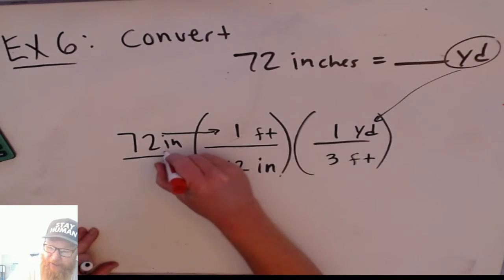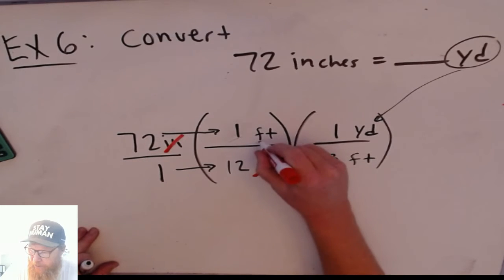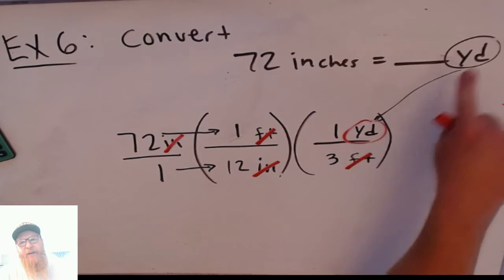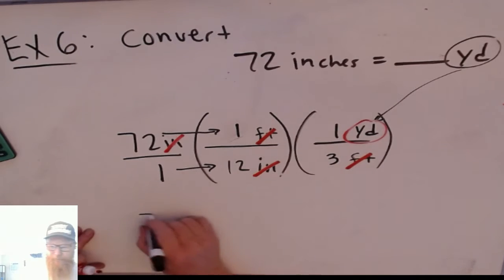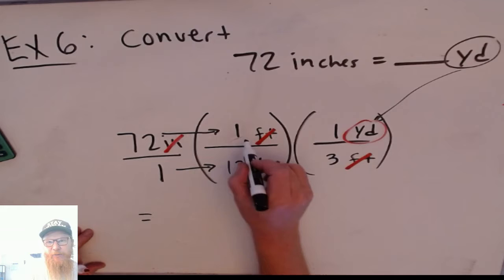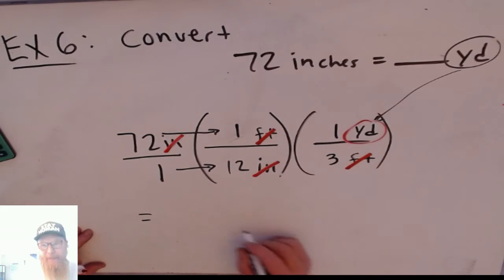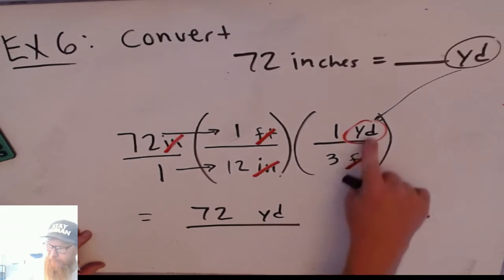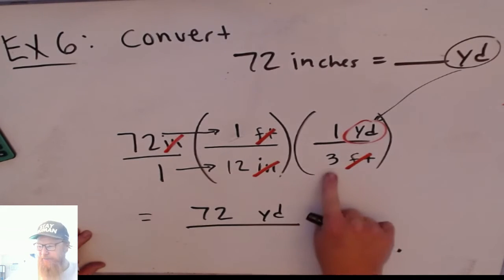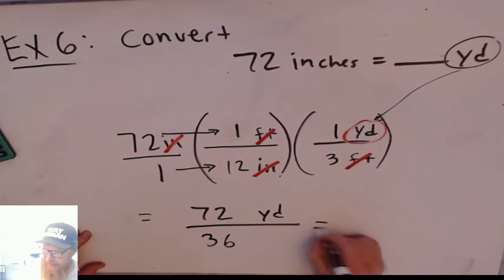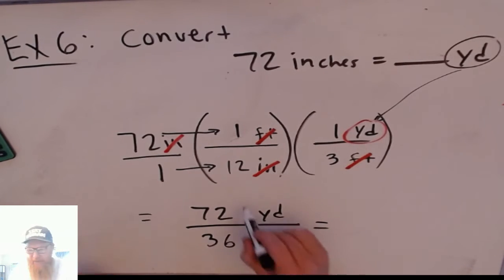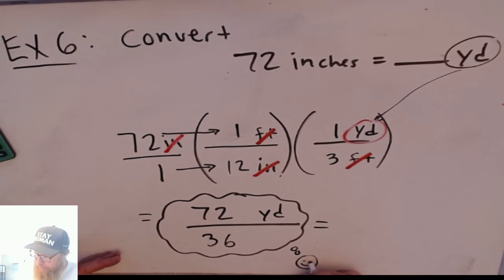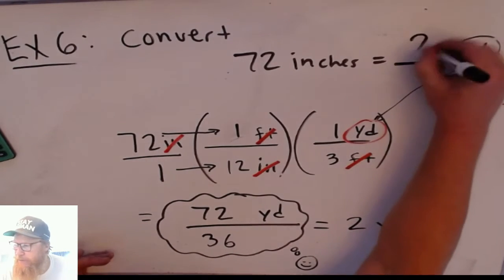You want to cross off all of the corresponding inches and feet, and you want to keep the final value as yards. So 72 times 1 times 1, that's 72 yards, and then 1 times 12 times 3, that's 36. All right, and again, if you're really good at mental math, you already did this 5 minutes ago, and you know that it's 2 yards. The answer is 2 yards.